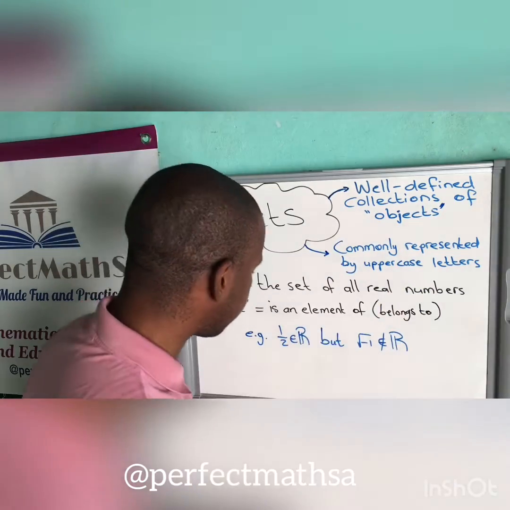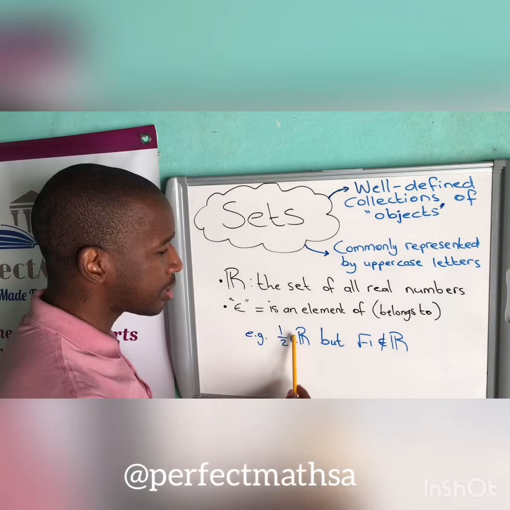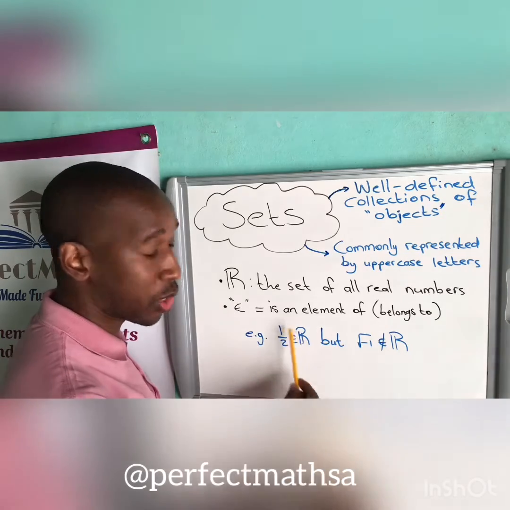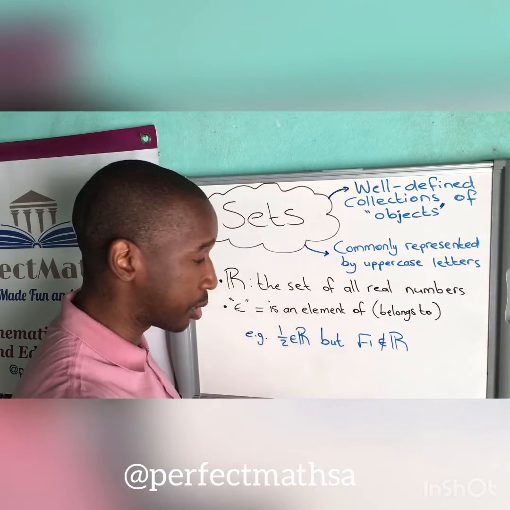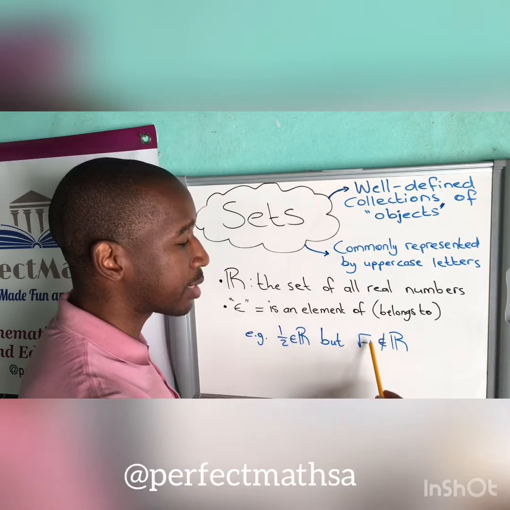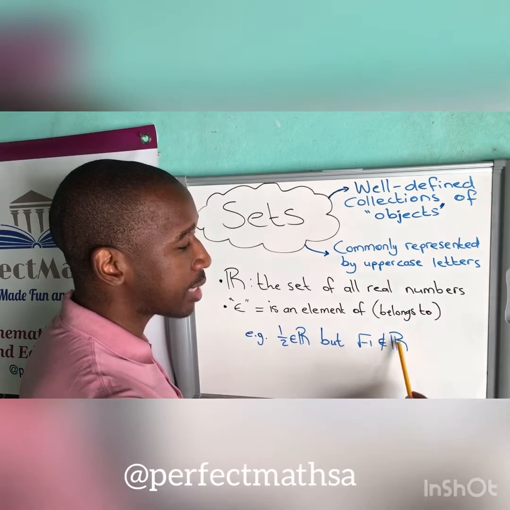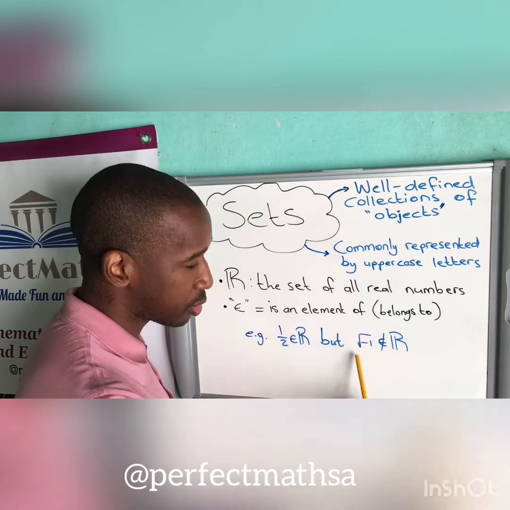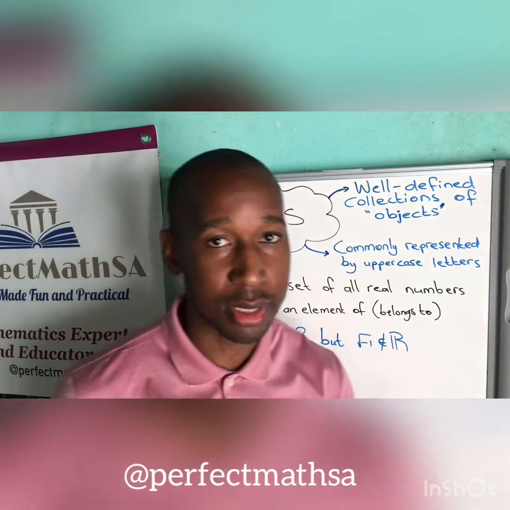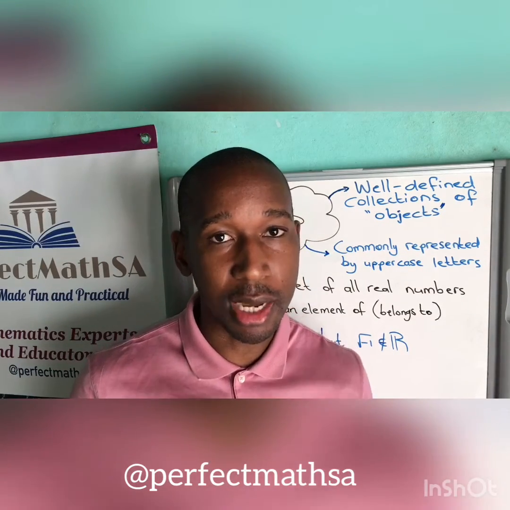So, for example, 1/2 is an element of the real numbers. So 1/2 is in the set of all real numbers. But the square root of -1 is not in the set of all real numbers. The square root of -1 does not belong to the set of all real numbers. So that's how it works.